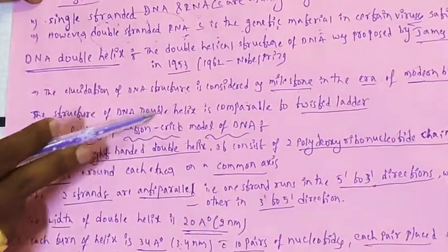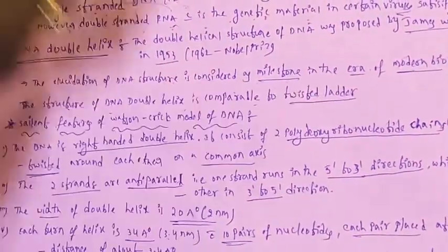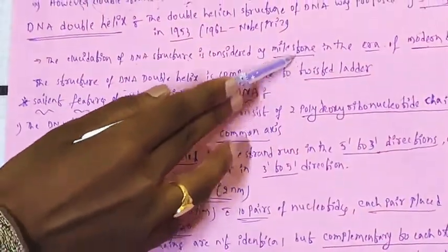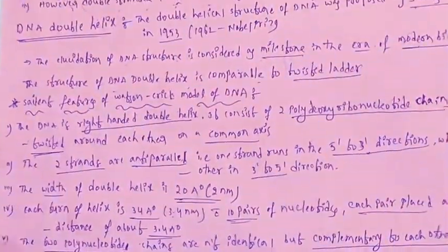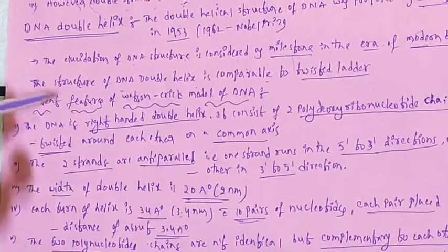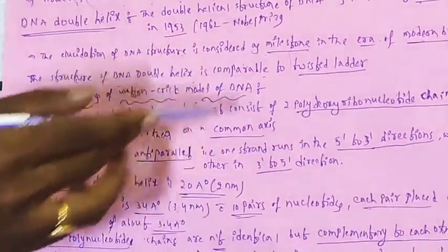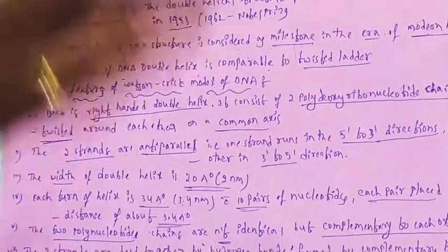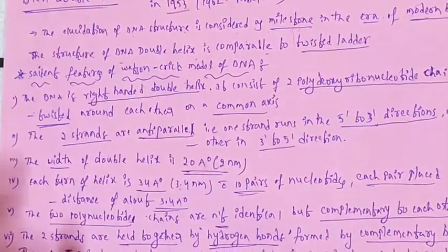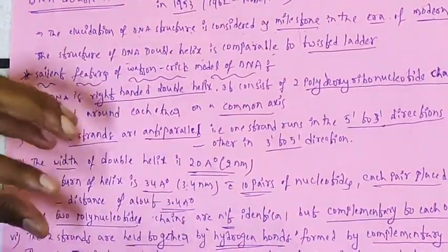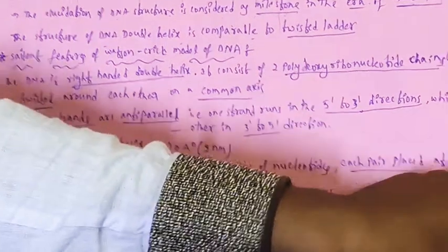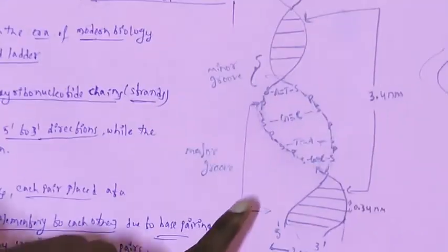The structure of the DNA double helix is comparable to a twisted ladder. Next, let's see the salient features of the Watson-Crick model of DNA. What are the salient features? How will it be represented? I can explain this point by using this diagram. This is the Watson-Crick model of DNA.